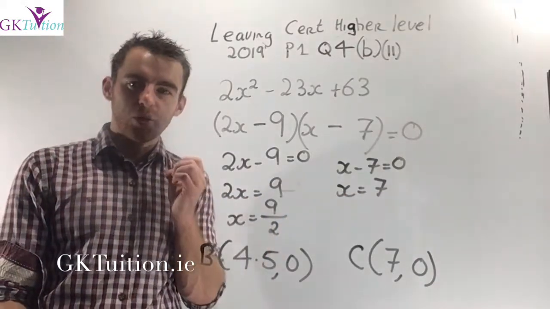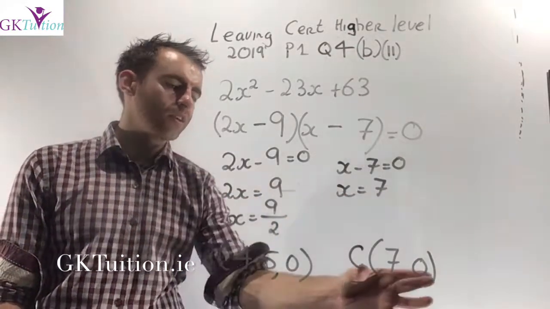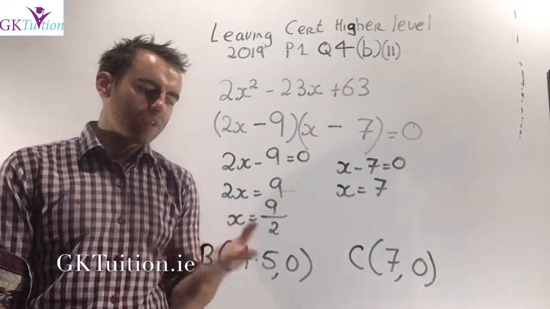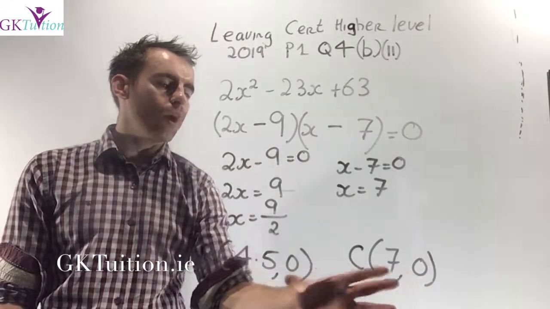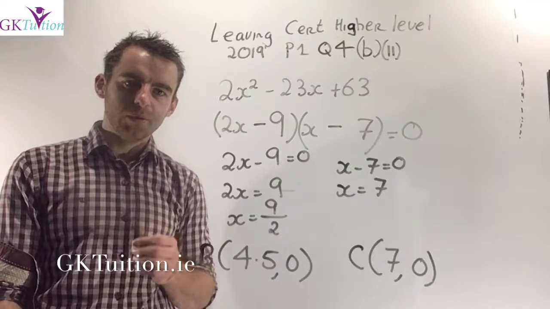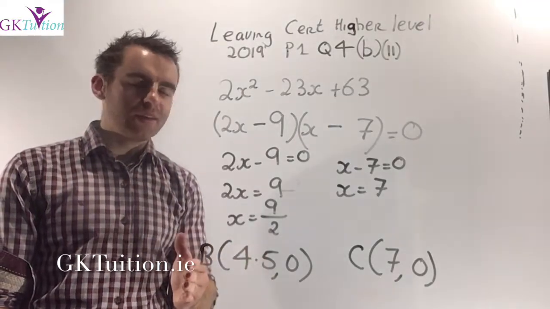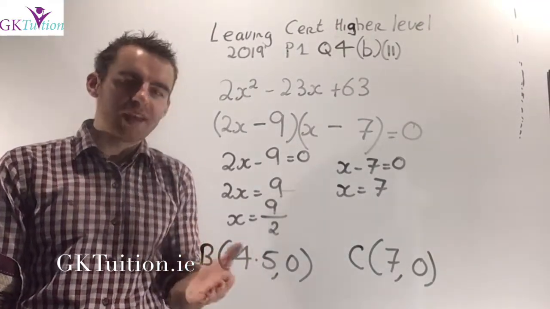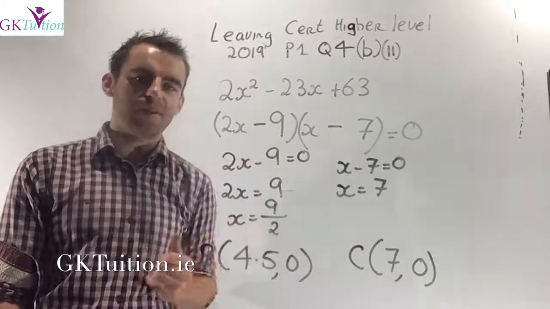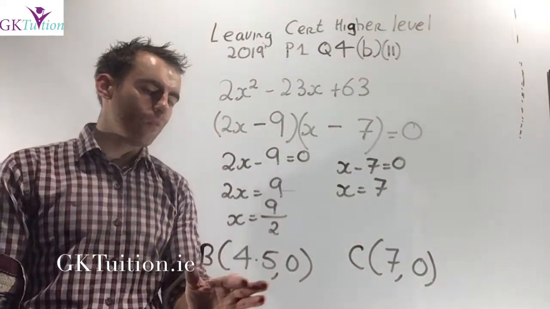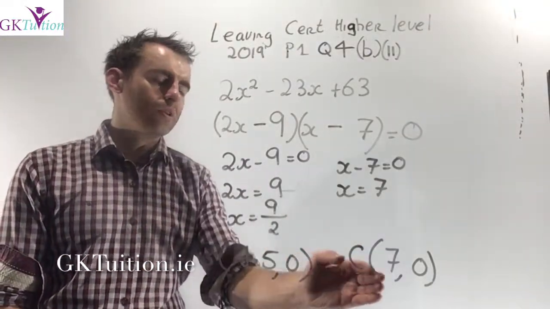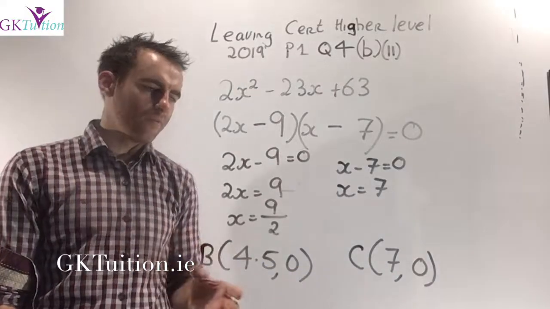Now you're asked to write the coordinates, so you have to leave your answers like this. Obviously, if it's on the x-axis, in each case the y value is 0. And if you look at your diagram, the x value of b is clearly smaller than the x value of c, so b must be (4.5, 0) and c must be (7, 0). So that's my final answer there.